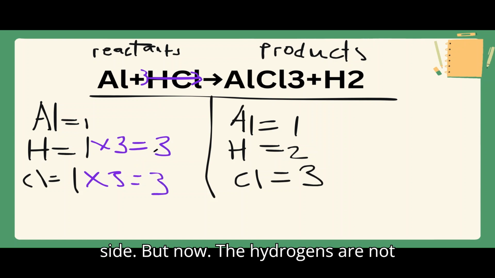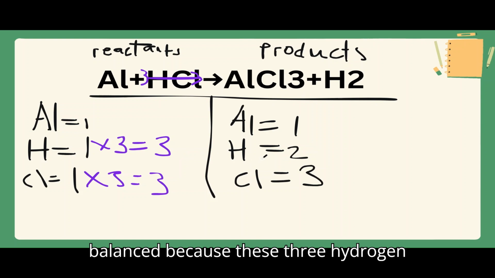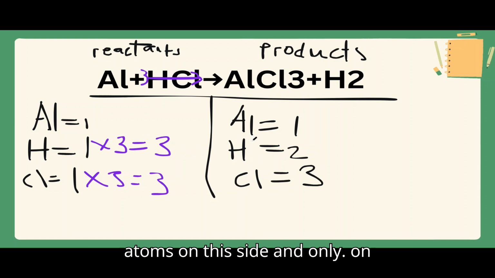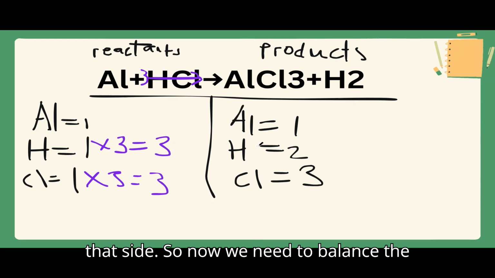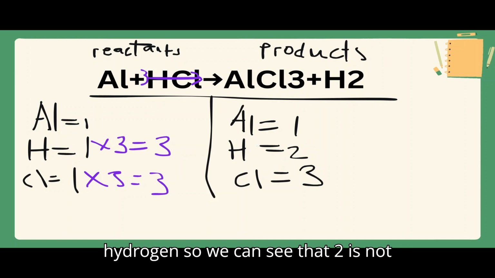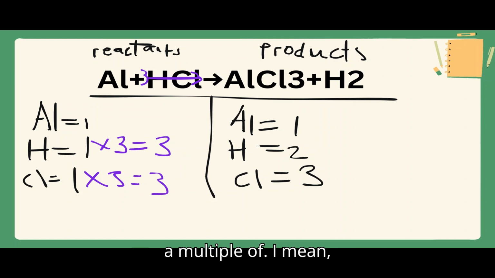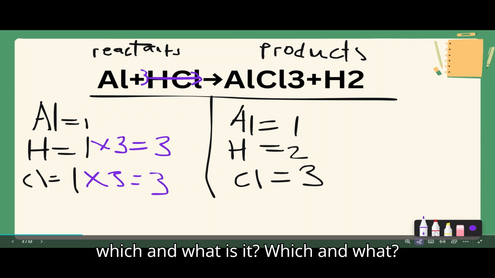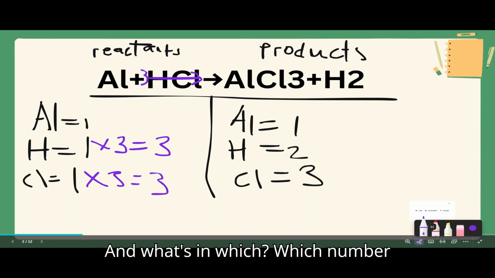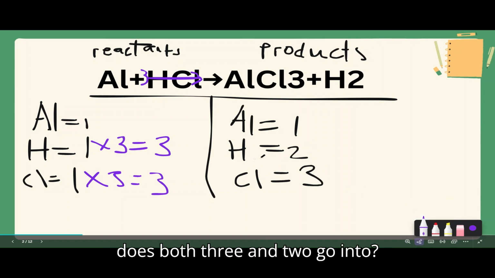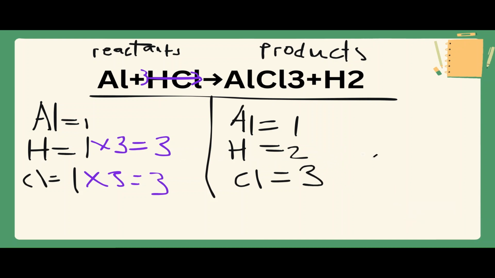But now the hydrogens are not balanced, because there are 3 hydrogen atoms on this side and only 2 on that side. So now we need to balance the hydrogen. There's no multiple of 2 there, so we need to use the lowest common multiple. Which number does both 3 and 2 go into?